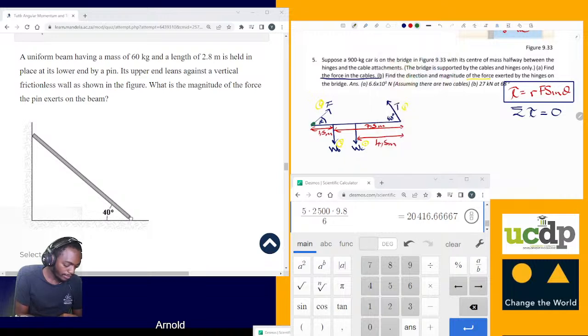We're going to take moments at this point, which I've highlighted in green, so that we eliminate this unknown force F. We remain with only one unknown, which is the tension, the weight of the car, and the weight of the bridge. We remain with those 3 unknowns. And this should be sufficient to solve our problem. What do you think?